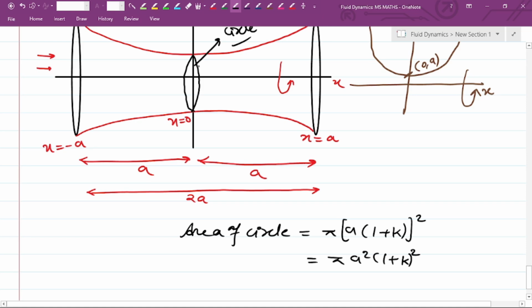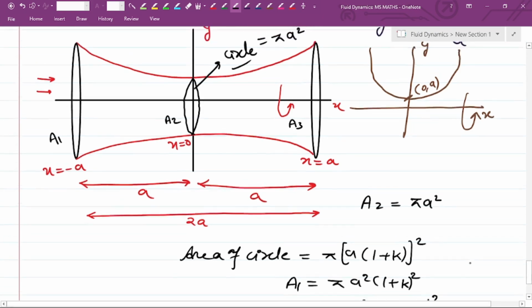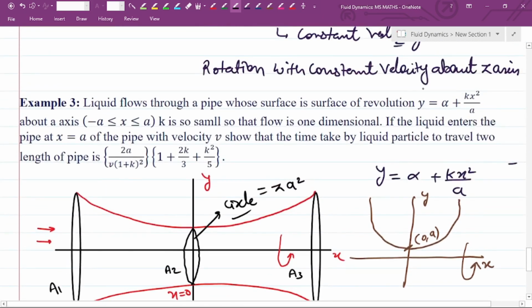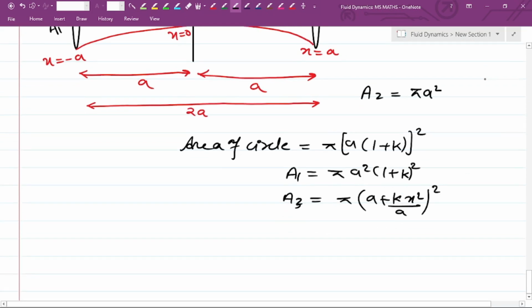The areas of all three sections I call a1, a2, a3. So what will be the area? The area of the section a2 is basically pi a square. This is a1, and a3 is basically pi into a plus k x square by a whole square, because we have been given that y is equal to a plus k x square upon a.